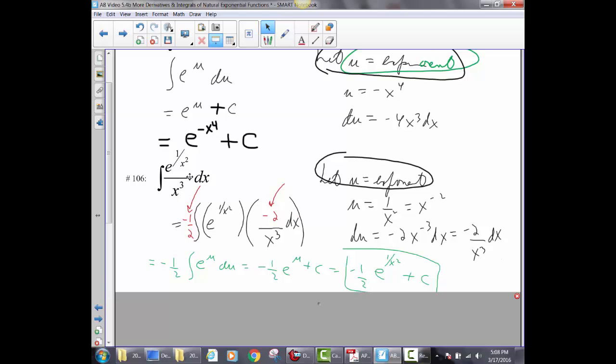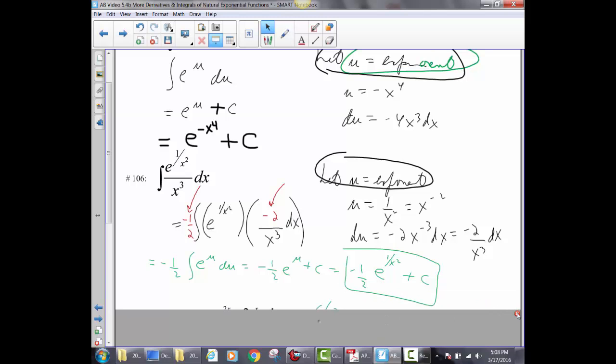Well, I've got the dx and I've got the over x cubed. The only thing I'm missing is that negative 2 right here, which I can multiply in and counteract with negative a half. So now we have negative a half the integral of e to the u. Remember, we let u equal 1 over x squared, and we just know that this is the du, and therefore we have negative a half e to the u plus c, which is negative a half e to the 1 over x squared plus c in this case.